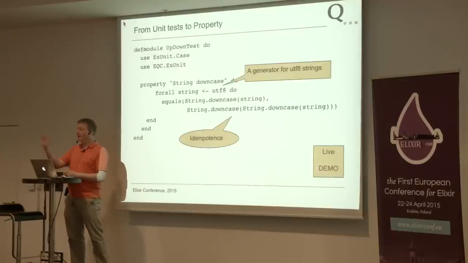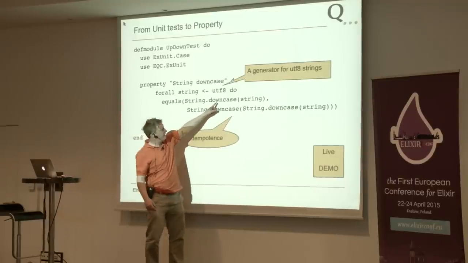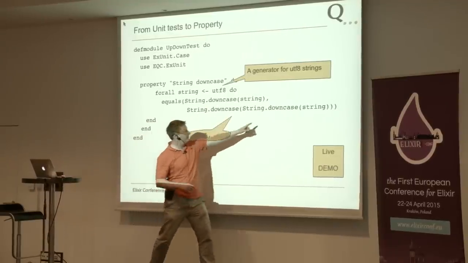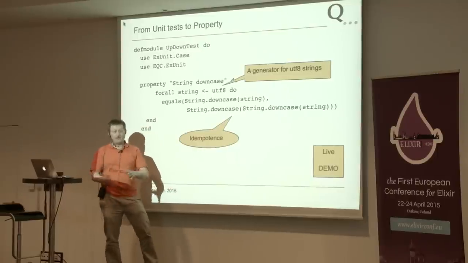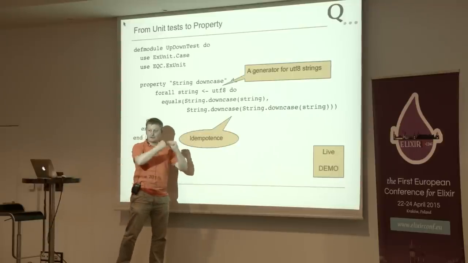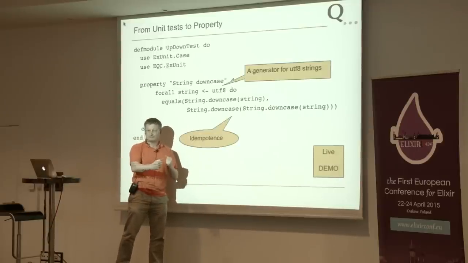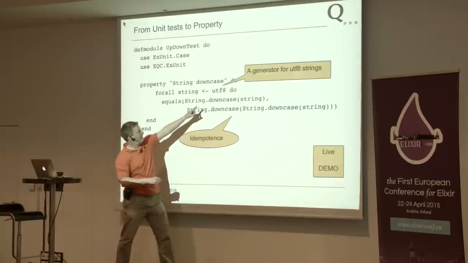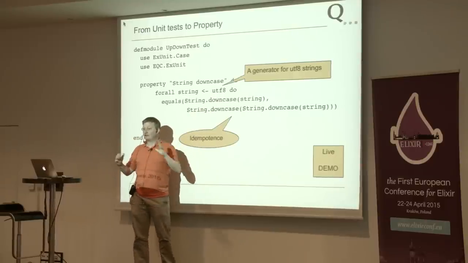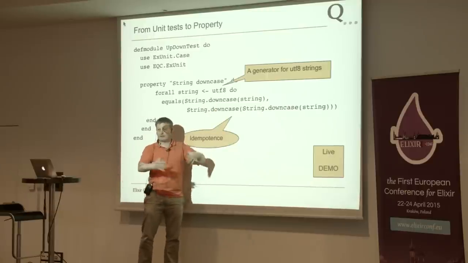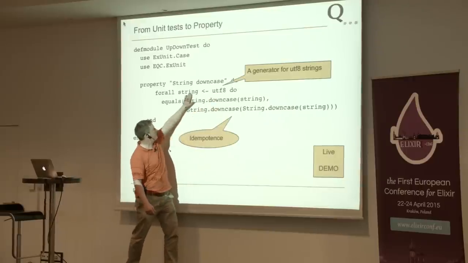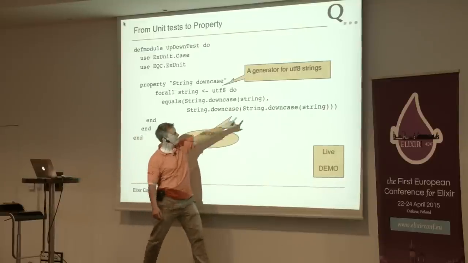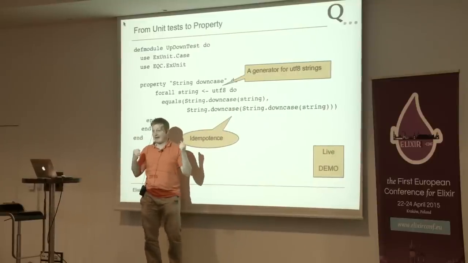So what you could do is idempotency. You do the downcase, and you would be really surprised if you do the downcase twice and you get a different answer, wouldn't you? That's called idempotence in computer science. It says, if you apply the function twice, you should get the same answer as the first time. And of course, we want to have a generator for UTF-8 strings, and QuickCheck comes with one, otherwise you could not test this very well. So this is a property: you take any UTF-8 string, you downcase it, and you downcase it twice, and the result should be the same.